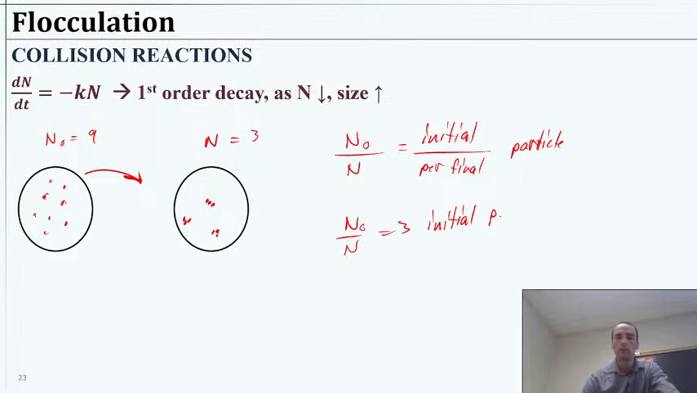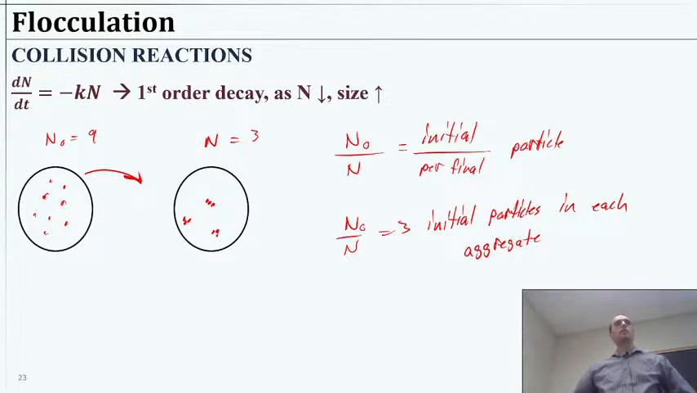So 3 initial particles in each, you might see it just written as aggregate. That could get a little confusing if maybe you did 2 different flocculation attempts and you had these very small initial particles, you made some aggregates, and then you gave those another chance, and then you made new aggregates. So initial versus final particles, or however you want to call it. We'll say final aggregate. Okay. So that's kind of the fundamental term.